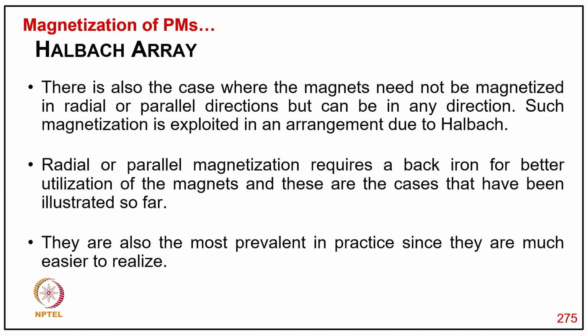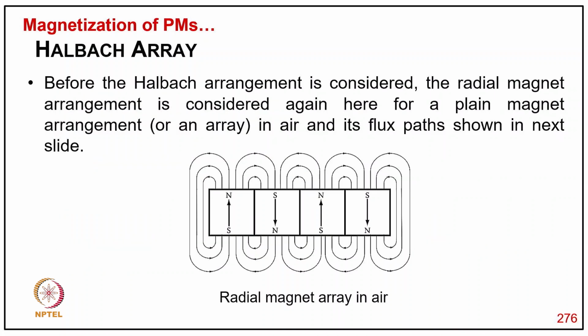Coming to the Halbach array, there are also cases where the magnets need not be magnetized in the radial or parallel direction, but can be magnetized in any direction, such as the magnetization exploited by the arrangement due to Halbach. Radial or parallel magnetization requires a back iron for better utilization of the magnets, and these are the cases illustrated so far. They are also the most prevalent in practice since they are much easier to realize. So here is the Halbach array.